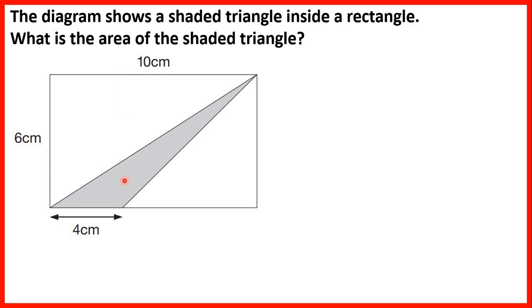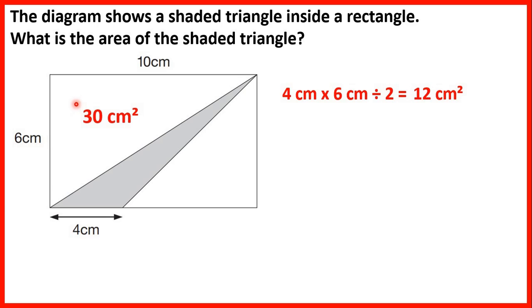So for the shaded triangle, we're told that the base is 4, and we can see that the height is the same as the width of the rectangle, so the height is 6 centimeters. So we can multiply 4 by 6 and then divide by 2. 4 times 6 is 24, divided by 2 is 12. So the area of the shaded triangle is 12 centimeters squared.